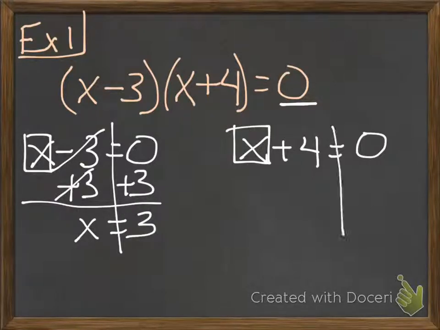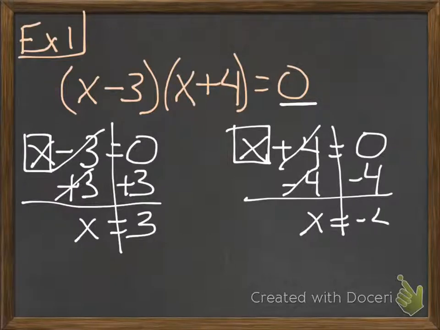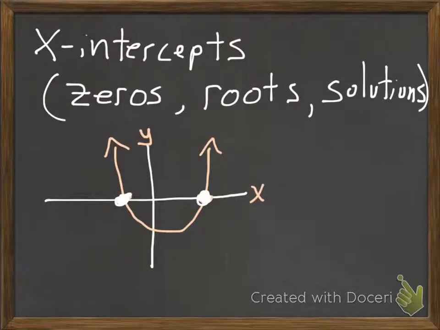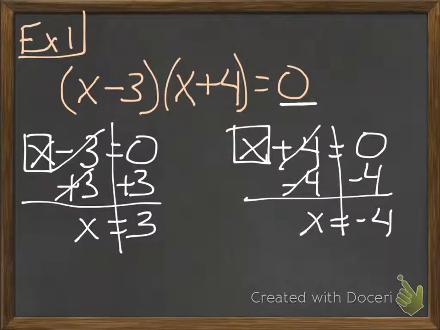And then x equals negative 4. So in this case, if we look back at this example, we could say that this parabola crosses at negative 4 here and positive 3 here. That's what we're trying to find. Okay? Now it's easy when it's already kind of factored for you.